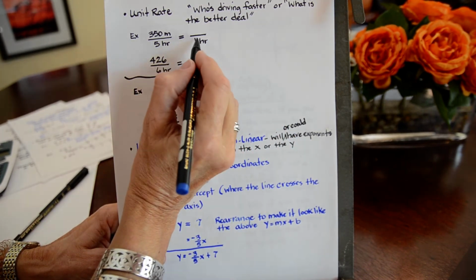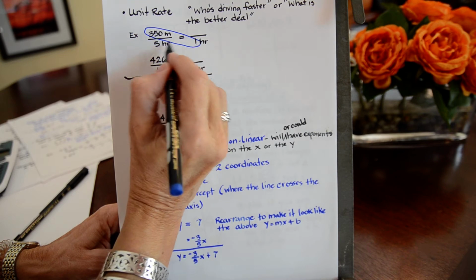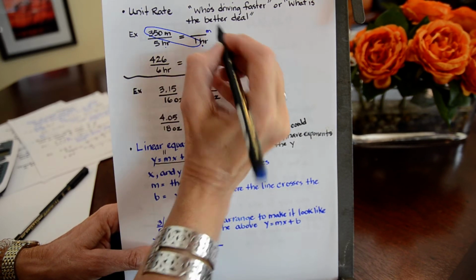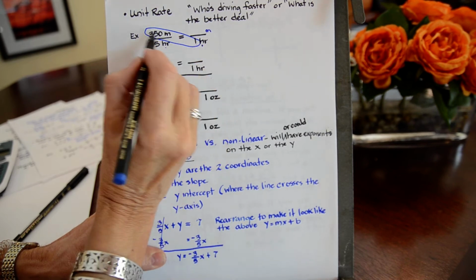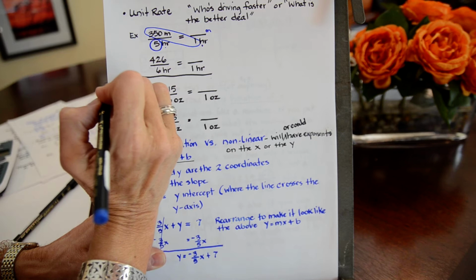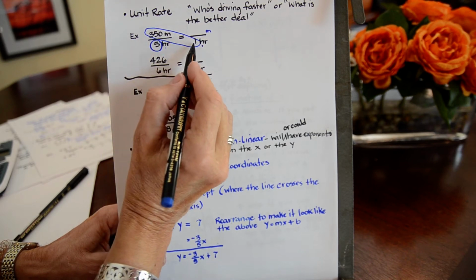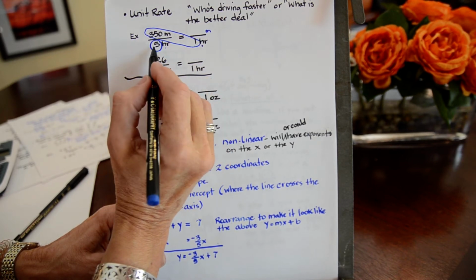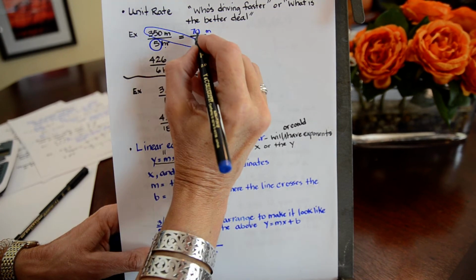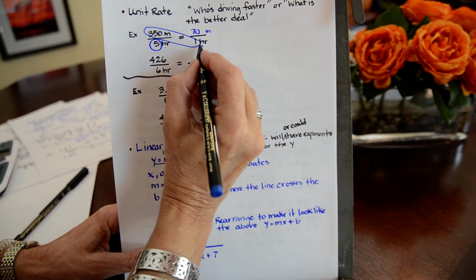And if you set it up to where hours are next to hours, then you're going to get miles next to miles. So this tells you always multiply the two things diagonal and divide by what's left. Well, 350 times 1 is still 350, divided by 5 is 70. So this person is going 70 miles in 1 hour.